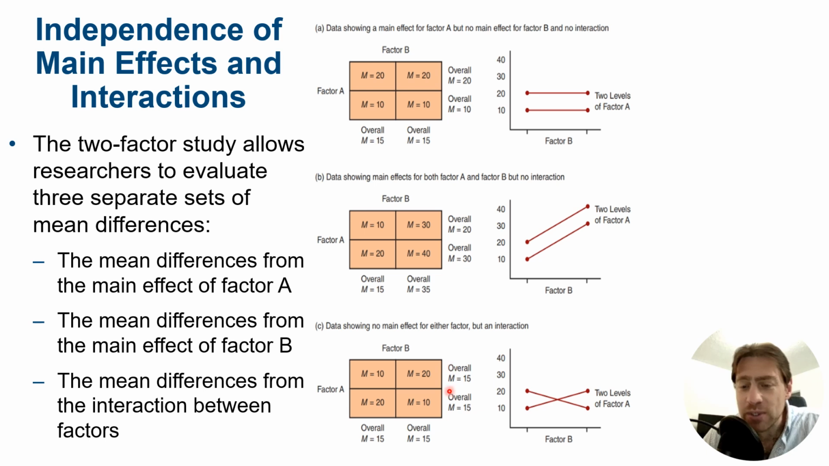And the same thing goes in the other direction. So that's a classic interaction. Here, the effects of B depend on the level of factor A, and the effects of factor A depend on the level of factor B.